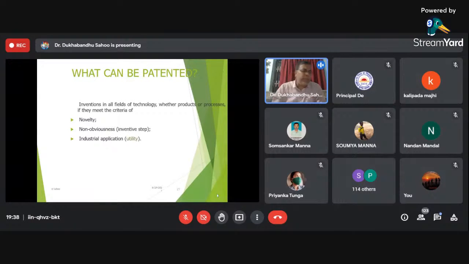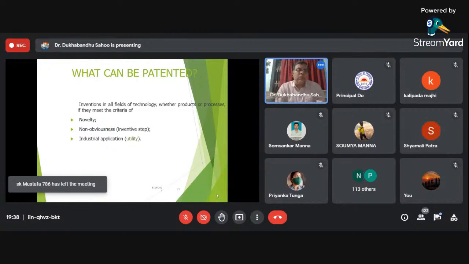And then what can be patented? Can everything be patented? Whatever you produce? No. All inventions actually cannot be patented.